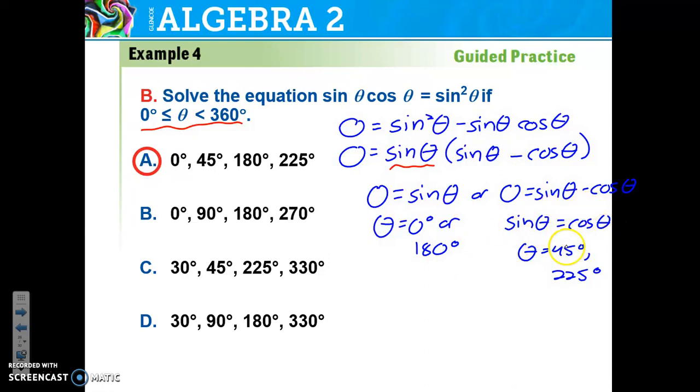Where are sine and cosine equal? Well, we know at 45 degrees in the first quadrant, both sine and cosine are equal, square root of 2 over 2. And also in the third quadrant, where sine and cosine are both negative, square root of 2 over 2 at 225 degrees. So here I end up with 4 solutions. I'm not showing you the check right now, but you should make sure to check them in the original to prove that they all work.